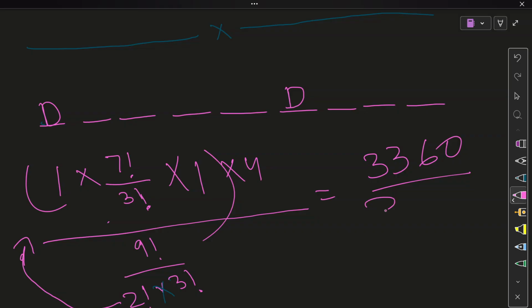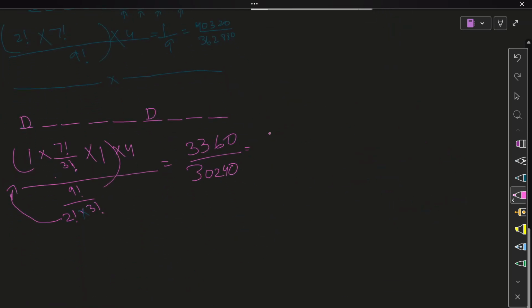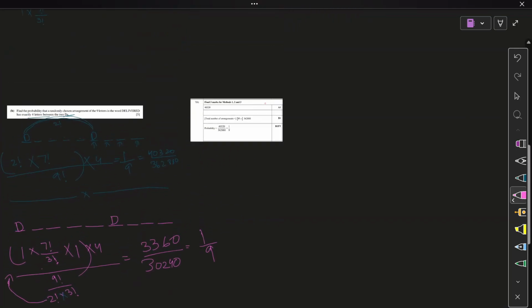It's going to give you 30240. And that is also going to simplify to, wait, let me check. That is also going to simplify to 1 over 9. The probability does not change over here. 1 over 9. The answer is the same, right? You're going to get to the same answer, but the examiner requires you.